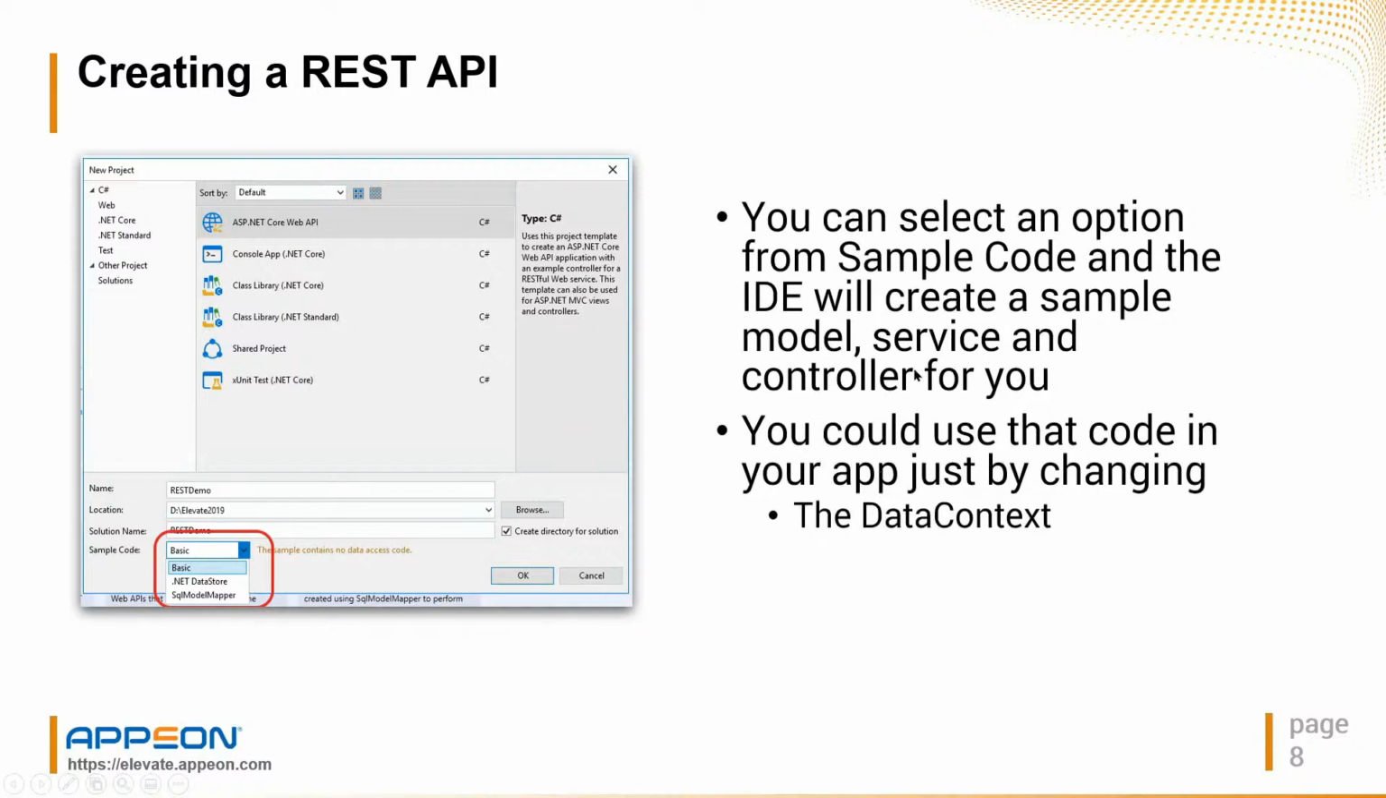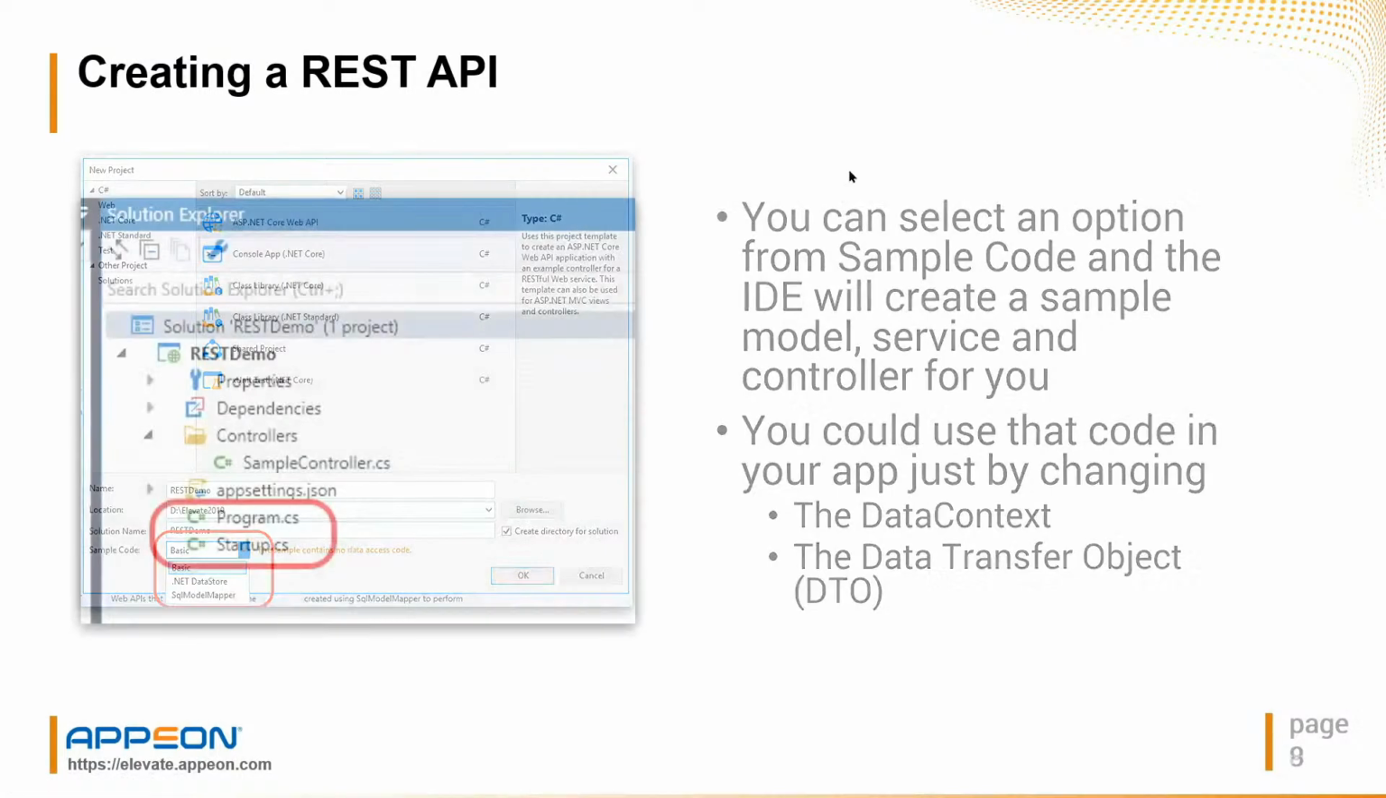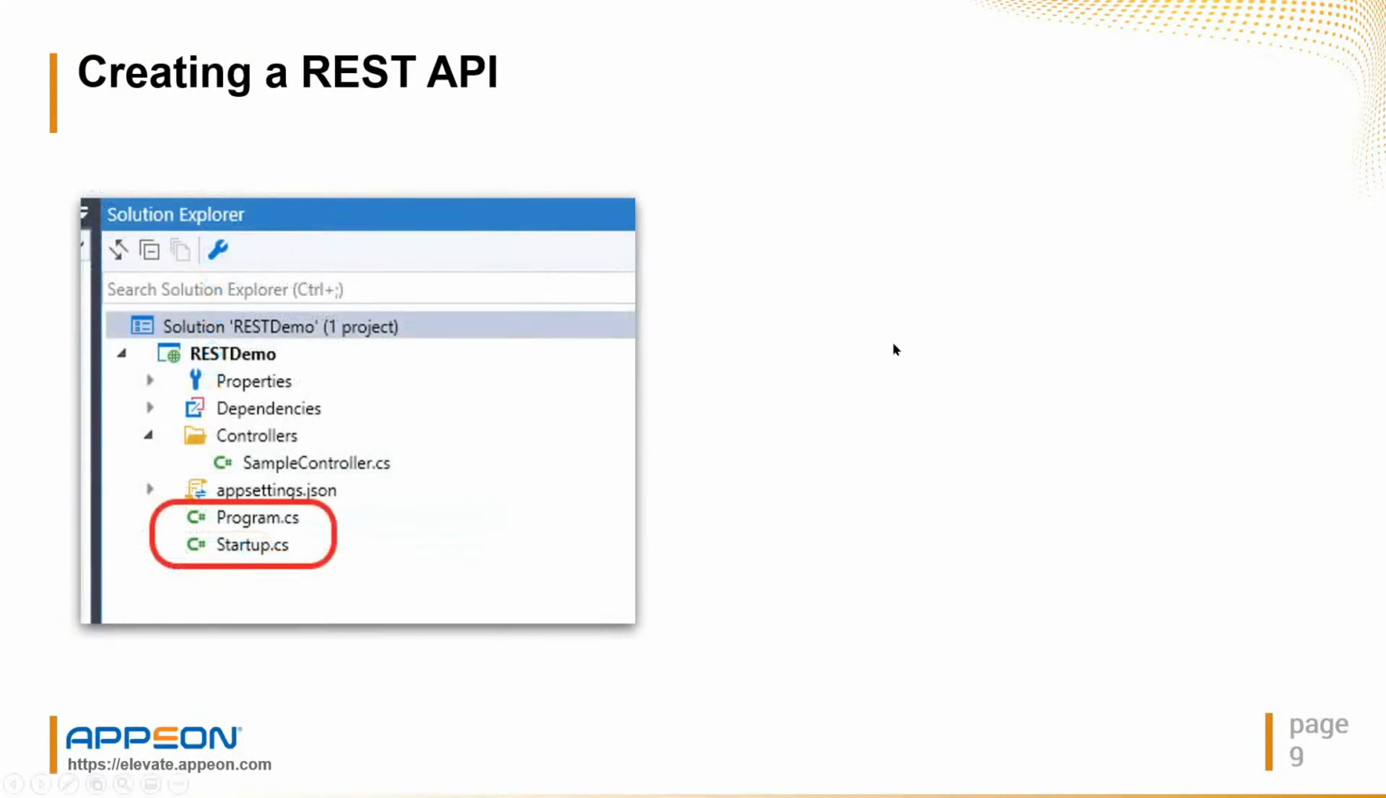You could use one of the ones that creates sample code for you, and you could just change the data context and the data transfer object, and you'd have a working service. The transfer object being the class that you create when you use the DataWindow to C# converter. Okay, so this is what we end up with after we say we're just going to create a basic ASP.NET Core Web API service.